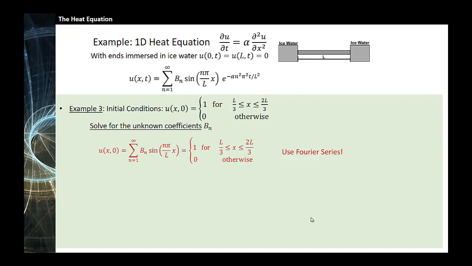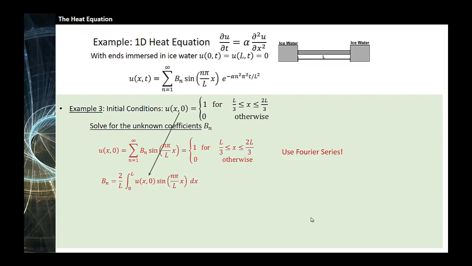If we do the Fourier trick on both sides here, we'll find that the expression for the b sub n's can be written in terms of the initial conditions, u of x comma 0, as 2 over L, the integral from 0 to L, of u at t equal to 0, times sine of n pi over L x. We need to integrate all of that.